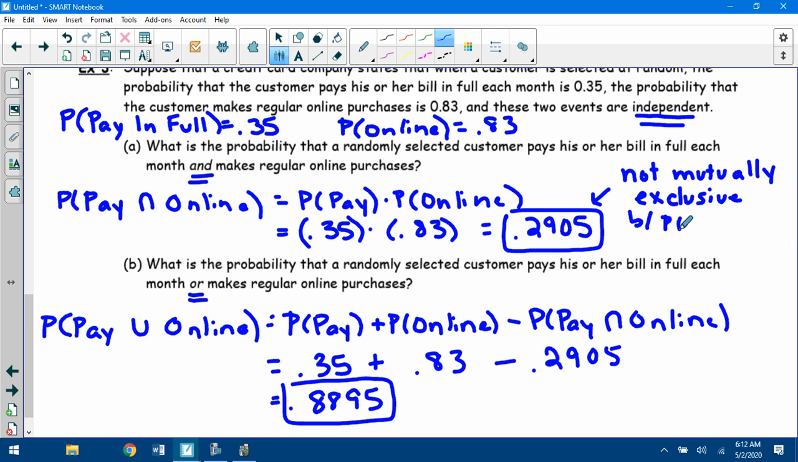Because probability of A and B is not zero. Okay, so everything we've done so far has been independent. Let's look at what it looks like if it's not independent.